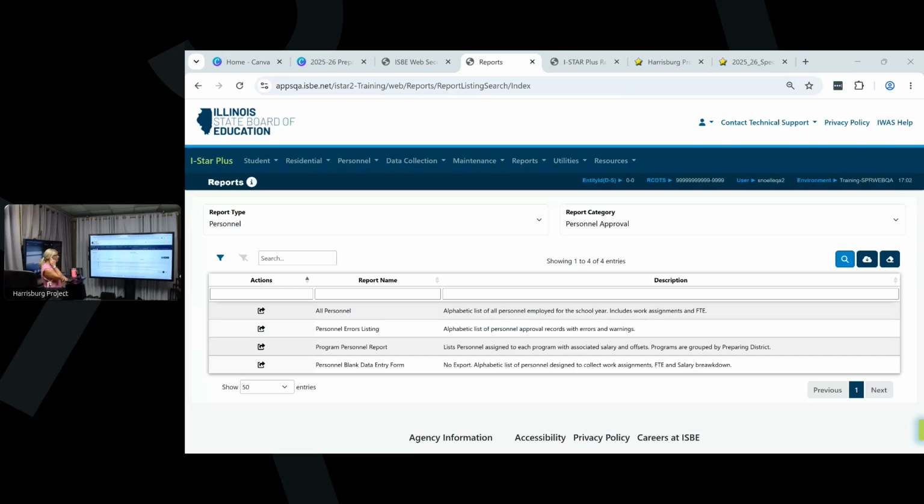The unreported tab should help you with staff that are missing. But again, if you know that that's not right, don't add them anyway. It has to be people that actually worked in the 25-26 school year. So you use your own judgment too.